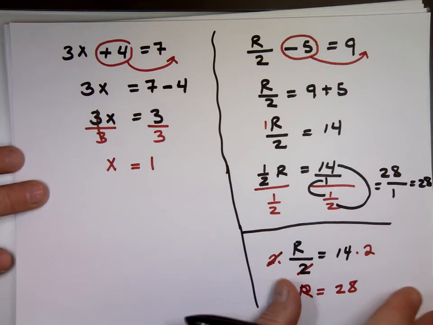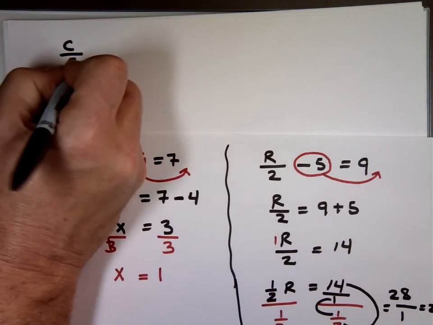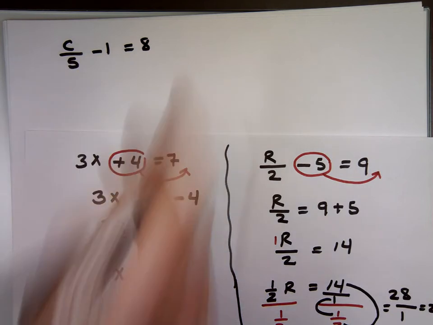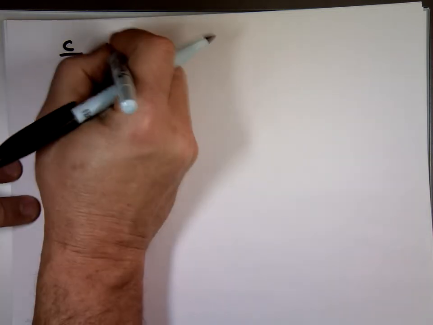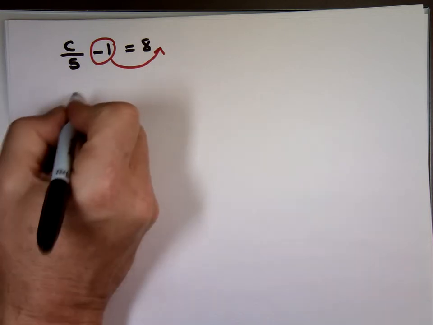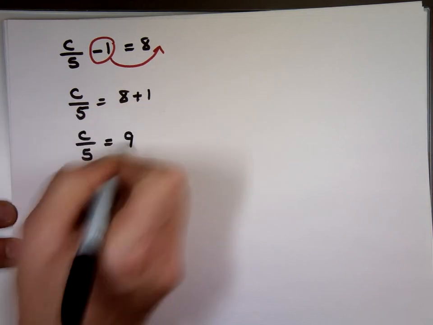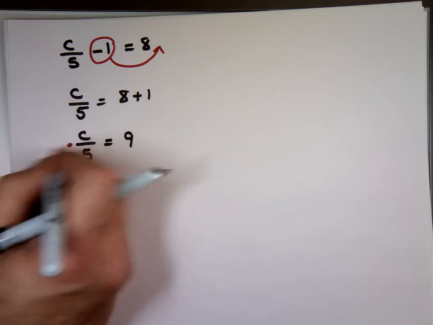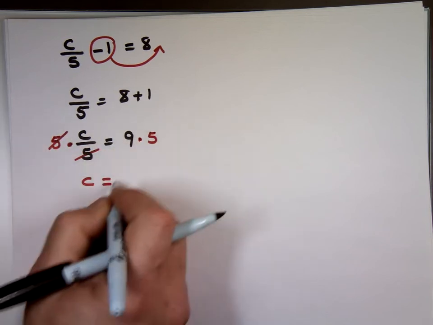Let me try another one similar to this. C over 5 minus 1 is equal to 8. Again, all the variables on one side. So I'm going to take the minus 1, move it there, becomes what? Positive 1. What's 8 plus 1? 9. This is a division. The opposite to division is what? Multiplication. Multiply this by 5. Multiply that by 5. C equals 9 times 5, 45.